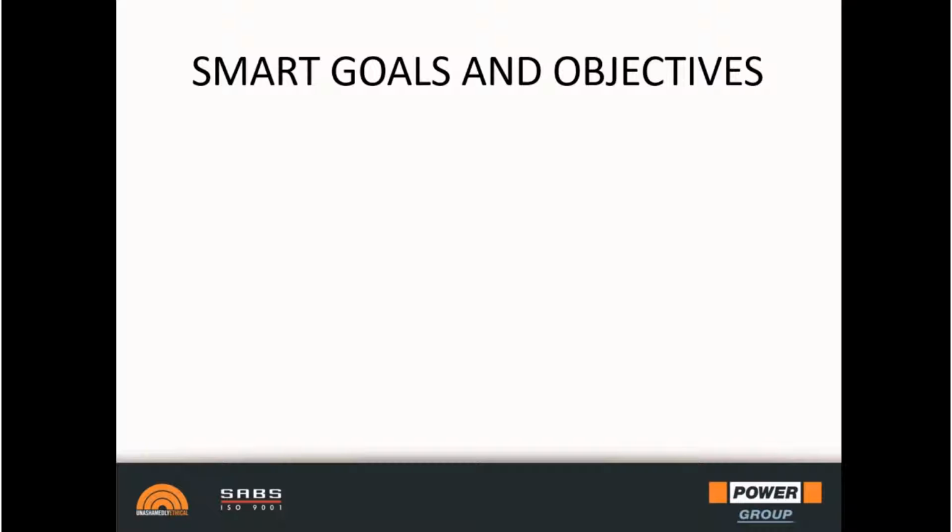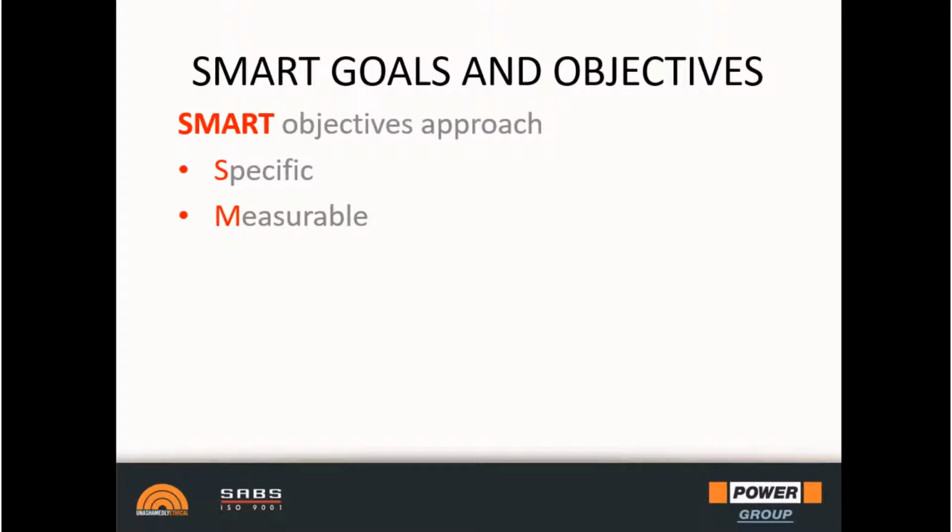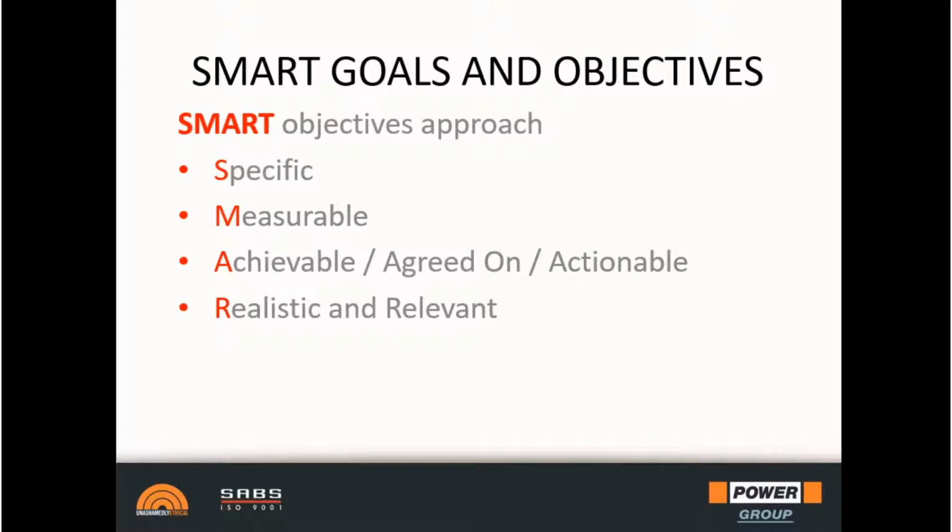At one stage or another during our working careers, we have had to set goals and objectives, and most times we struggle to achieve our goals and objectives. The reason for this is not because of lack of effort, but because the goals are not structured correctly. So when next faced with the task of writing a goal and objective for yourself or your team, keep in mind the acronym SMART. SMART stands for specific, measurable, achievable, agreed on and actionable, realistic and relevant, and time-bound.